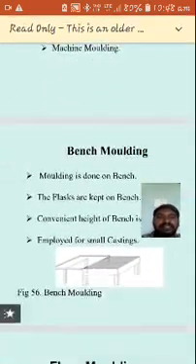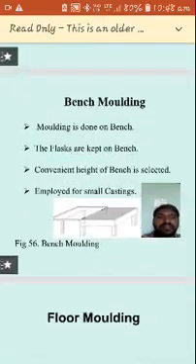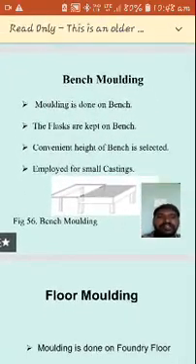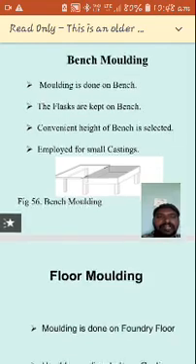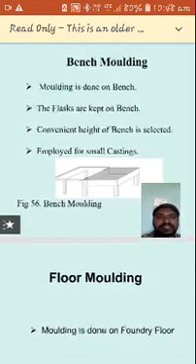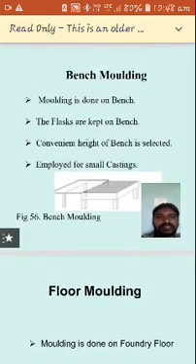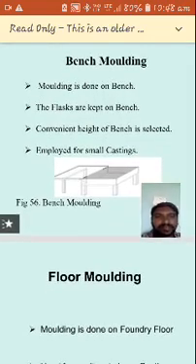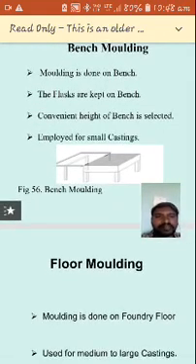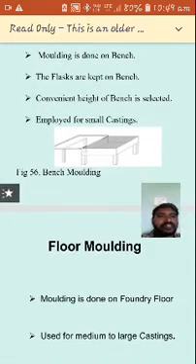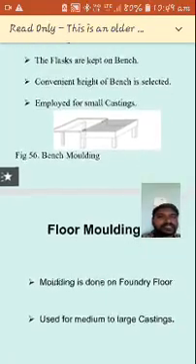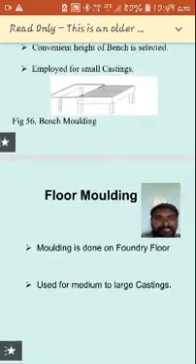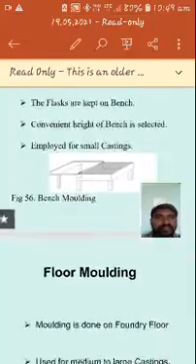Bench molding is done on a bench. The flasks are kept on the bench, and a convenient height of the bench is selected. It is employed for small castings. That is called bench molding.